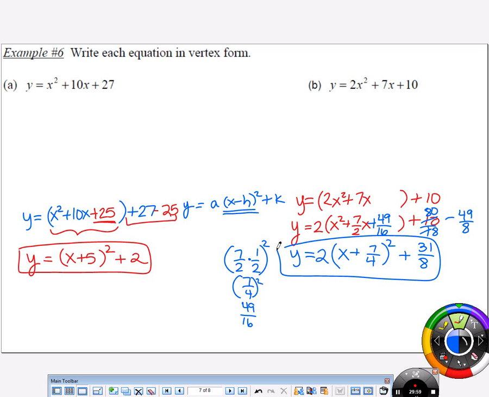I might not like it, okay, but this means my vertex is at negative 7 over 4, comma 31 over 8. That wouldn't have been nice to figure out any other way either, okay? If you had to do negative b over 2a and then plug this in to get this value, that might have been just as difficult. So this can be helpful, and we're going to be rewriting a lot.